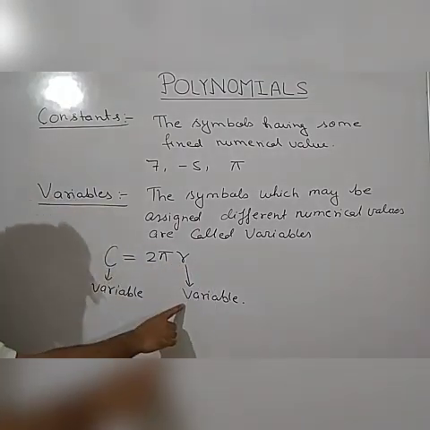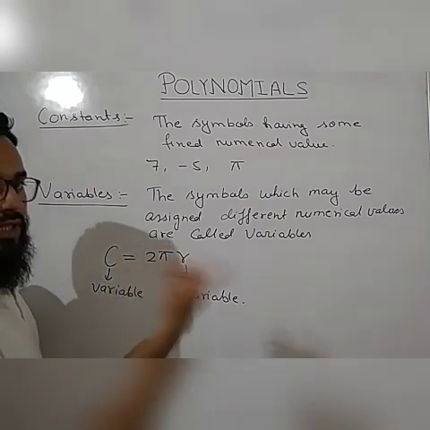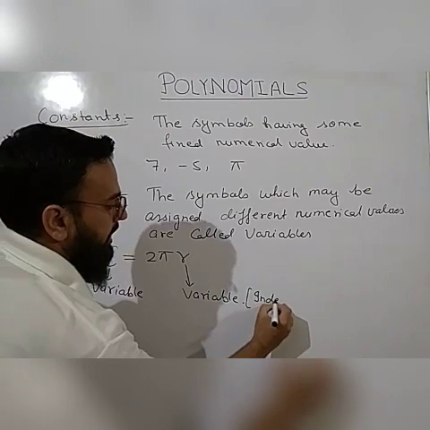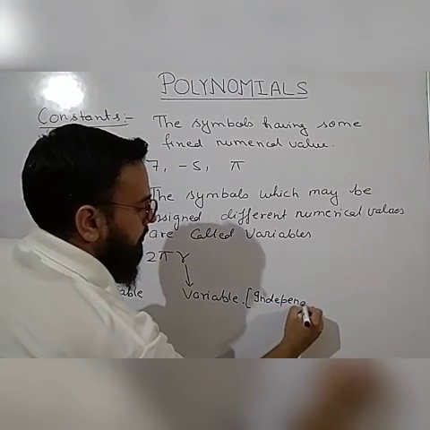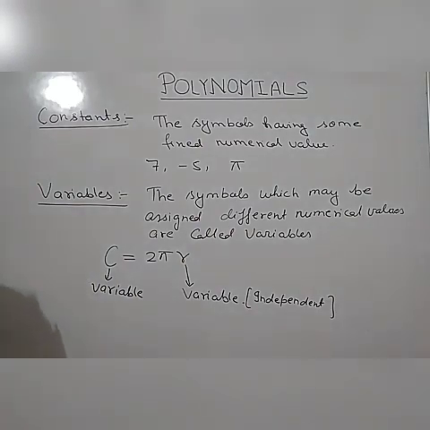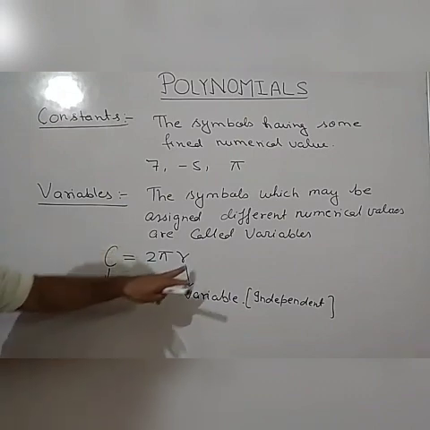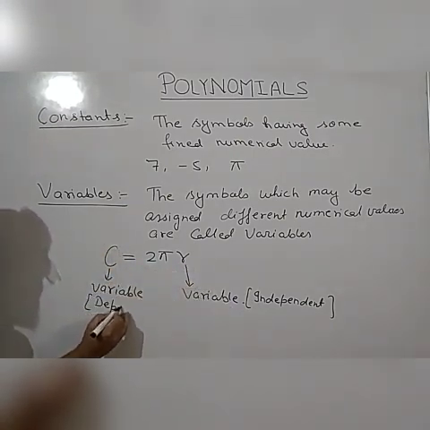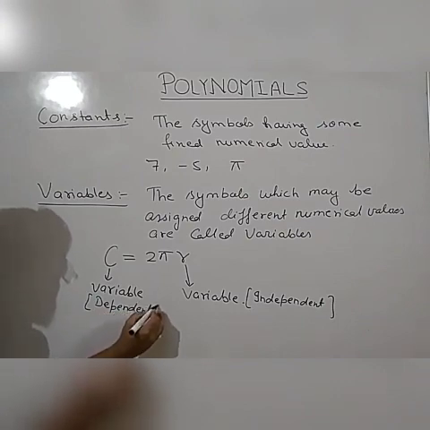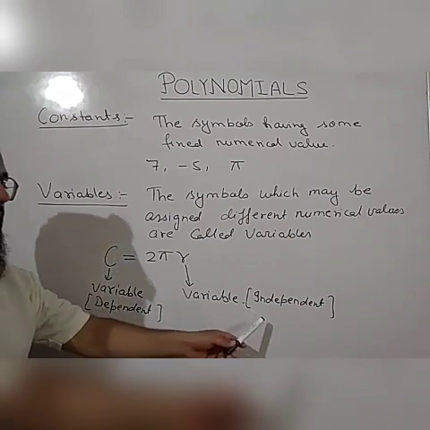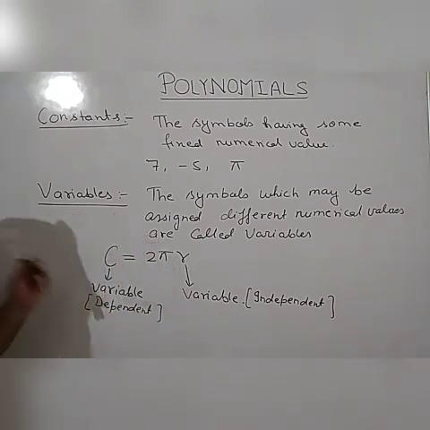So the variable whose value we assign ourselves is known as the independent variable, and the variable whose value is obtained from another variable is known as the dependent variable. So there are two types of variables: one is the independent variable and the other is the dependent variable.